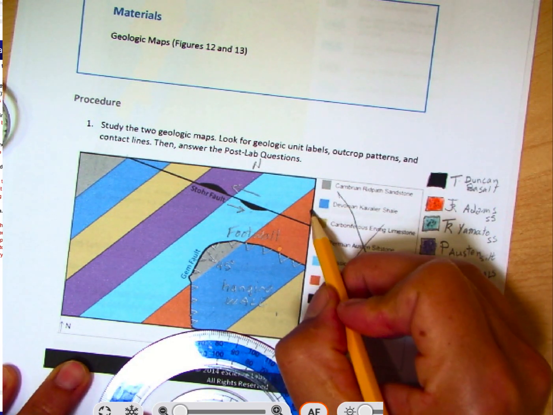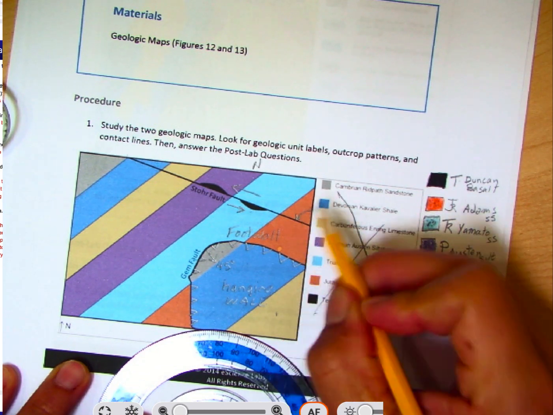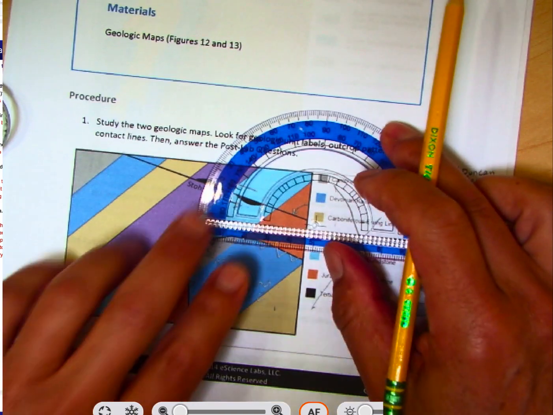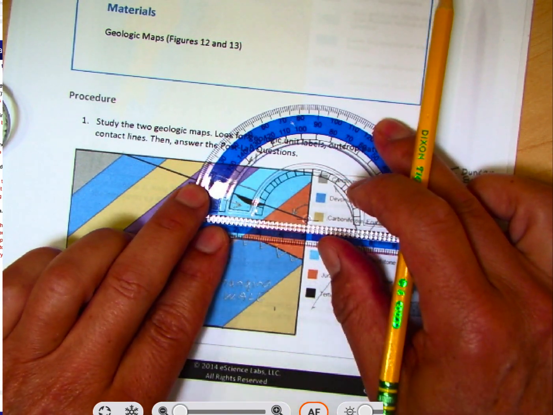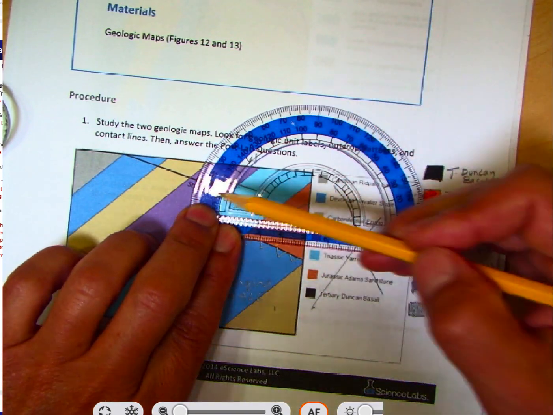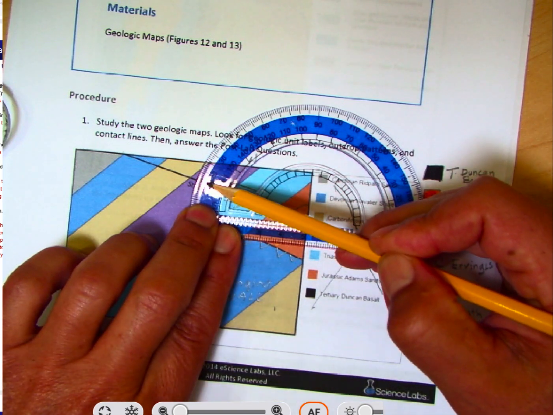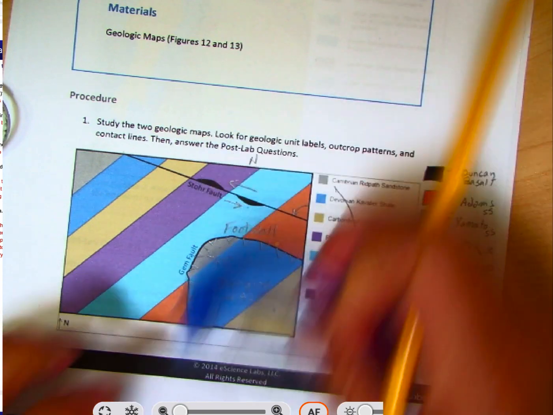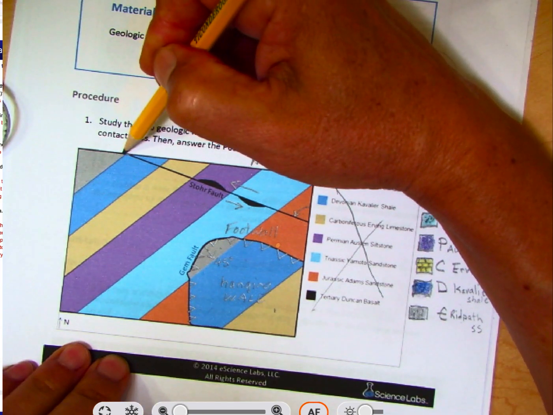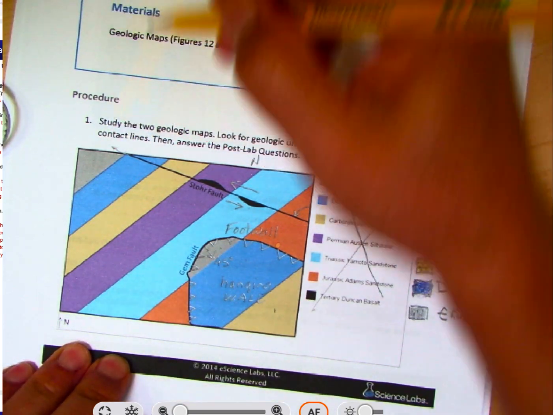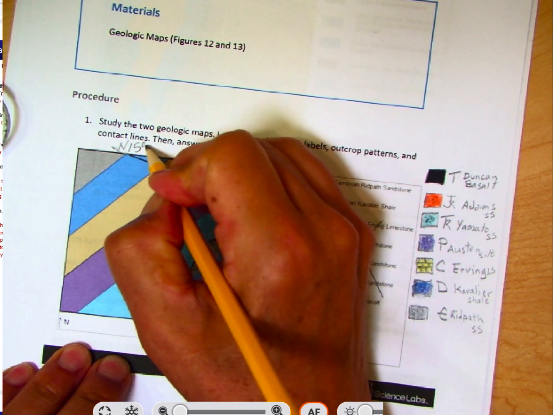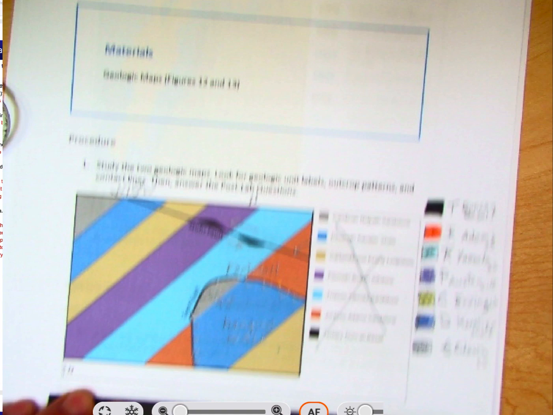So I want to measure the strike of this line. It's going to be some degrees to the west of north. So when I put my bullseye right at that angle there, I see it's trending up here at 15 degrees. So I got 0, 5, 10, 15 degrees. So the strike of this line is striking in the northwest direction. So it's going to be north 15 degrees west. So that would be the strike of that fault.